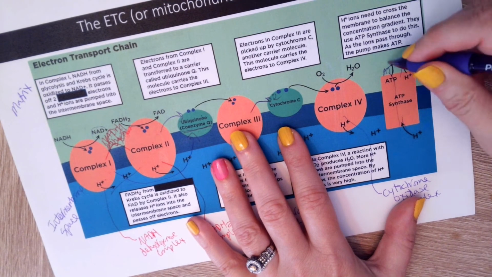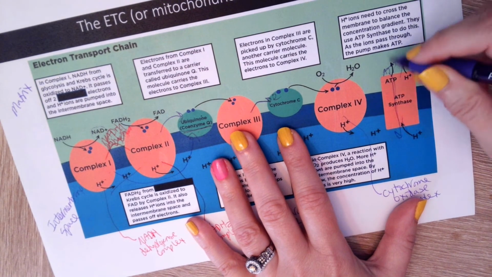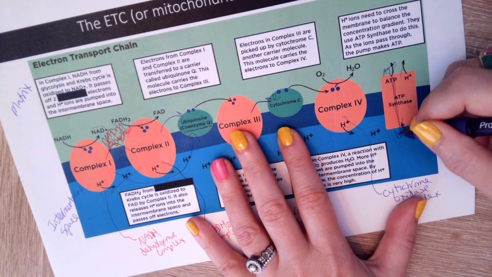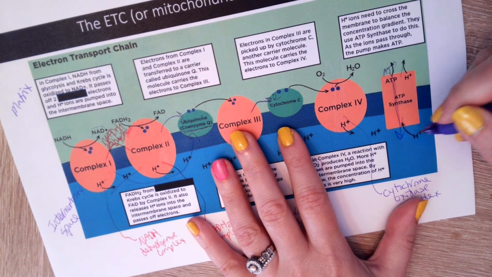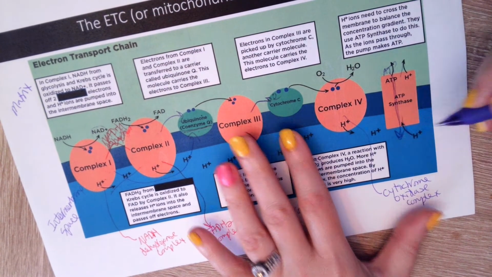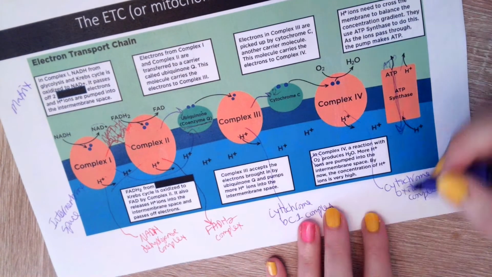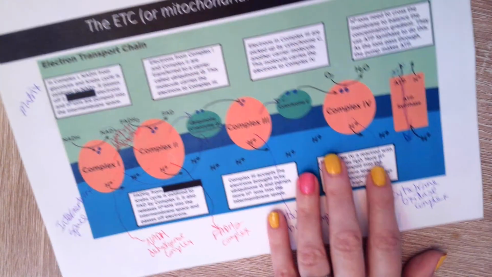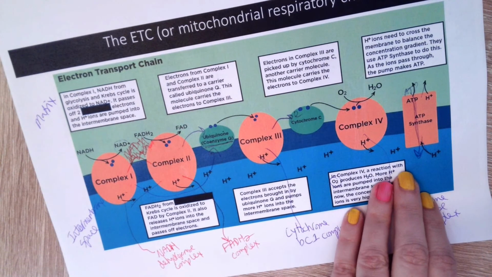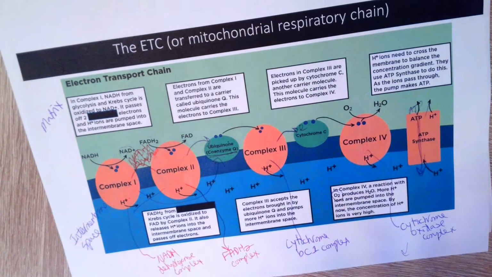That kinetic energy is enough to create the ATP, and we can then pass that ATP back across the membrane into the intermembrane space and then out towards the cytoplasm. So there, that is the gist of the electron transport chain.